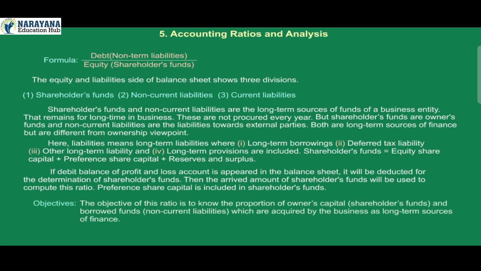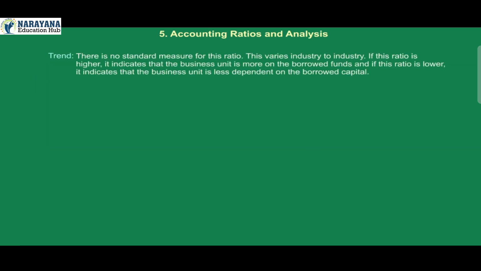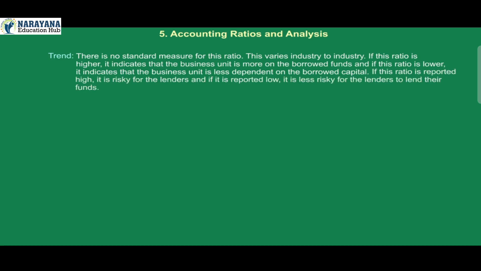Objectives. The objective of this ratio is to know the proportion of owner's capital, that is, shareholders' funds, and borrowed funds, that is, non-current liabilities, which are acquired by the business as long-term sources of finance. Trend. There is no standard measure for this ratio. This varies from industry to industry. If this ratio is higher, it indicates that the business unit relies more on borrowed funds, and if this ratio is lower, it is less dependent on borrowed capital. If this ratio is high, it is risky for the lenders, and if it is low, it is less risky for the lenders to lend their funds.